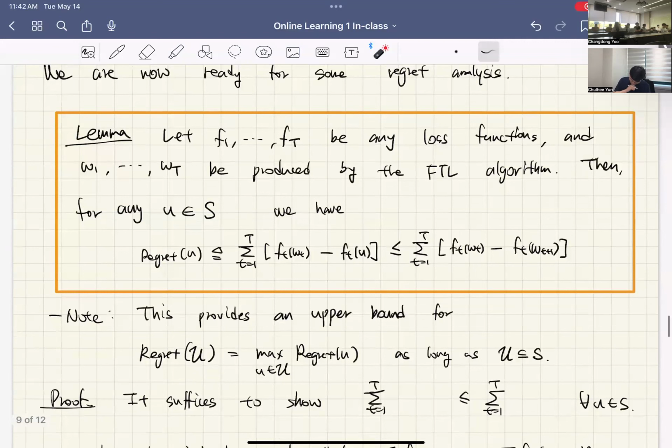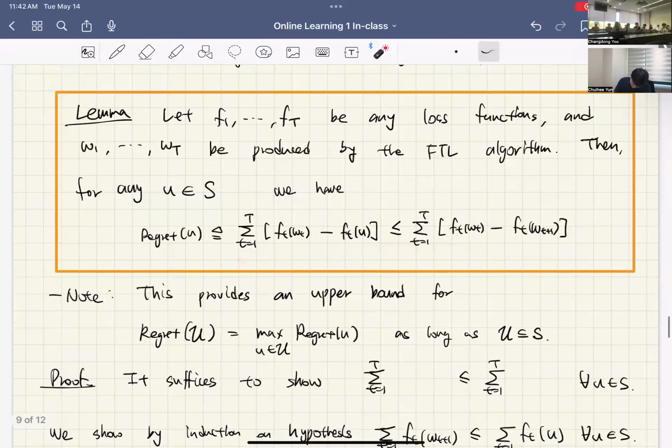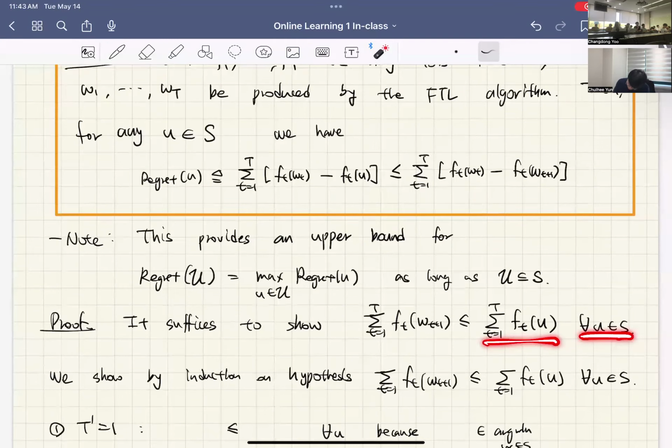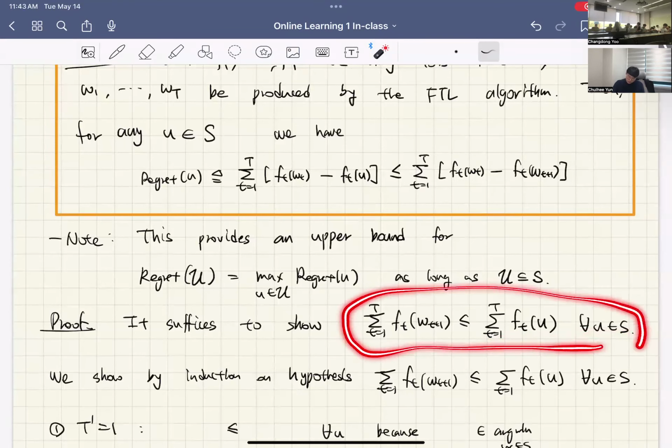Okay, so in order to prove this lemma, we can actually realize that these two parts are redundant. So we can actually cancel these out. So it suffices to show that the sum of f_t evaluated at w_{t+1} is always upper bounded by the sum of f_t evaluated at u, for any u in the domain S. So it suffices to show this statement.